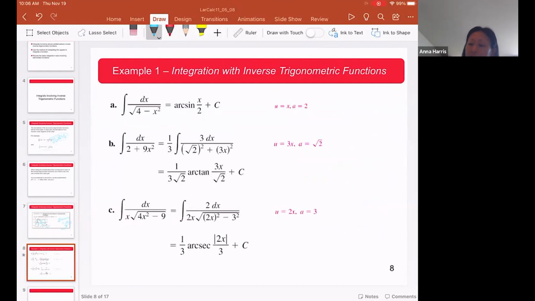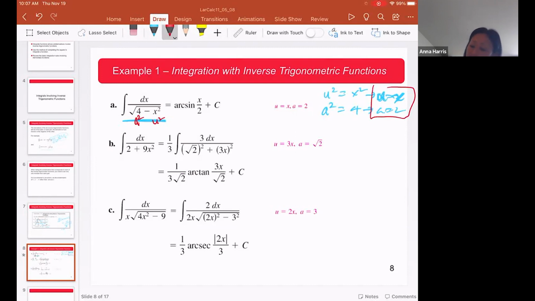Looking at this, the first thing you have to recognize is what kind of inverse function this is. This is arcsine. So we write down: u squared is equal to x squared, a squared is equal to 4, which means a is equal to 2, and u is equal to x. You need to write this down so it's much easier for you. This is your a squared, that's your u squared.